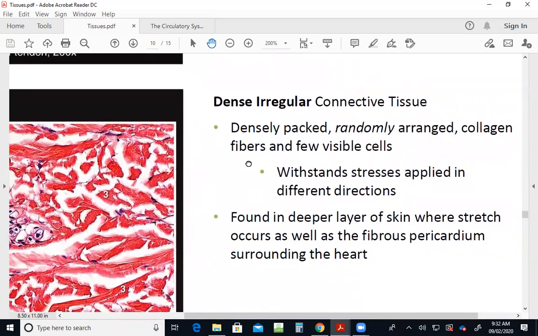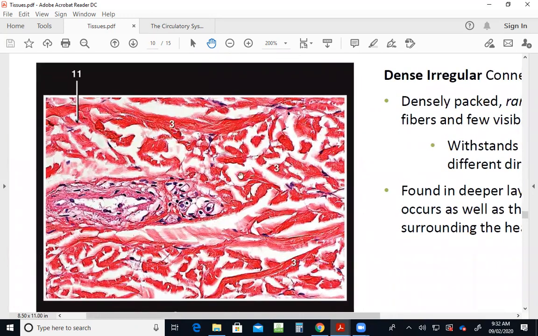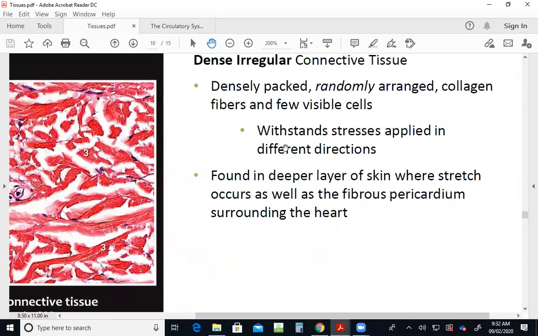So that's dense regular. We also have dense irregular connective tissue. Dense irregular connective is different from regular in that the collagen is randomly arranged, so there's no parallel arrangement. The fibers are just running in all different directions. So if you pull on this side and this side, or that side and that side, or angled in any different direction, it's going to provide good strength in those different directions, as it says right there.